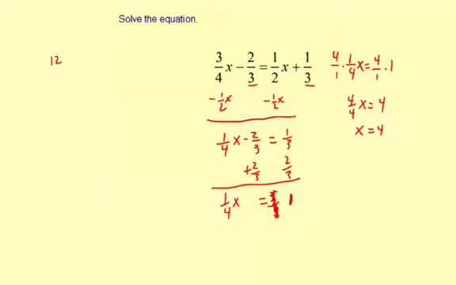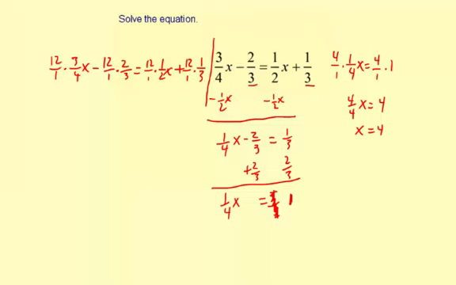So we're going to have 12/1 times 3/4 x, like that, minus, now we'll do the second term, 12/1 times 2/3, equals 12/1 times 1/2 x plus 12/1 times 1/3. Getting a little crowded here, but I think we can separate that.